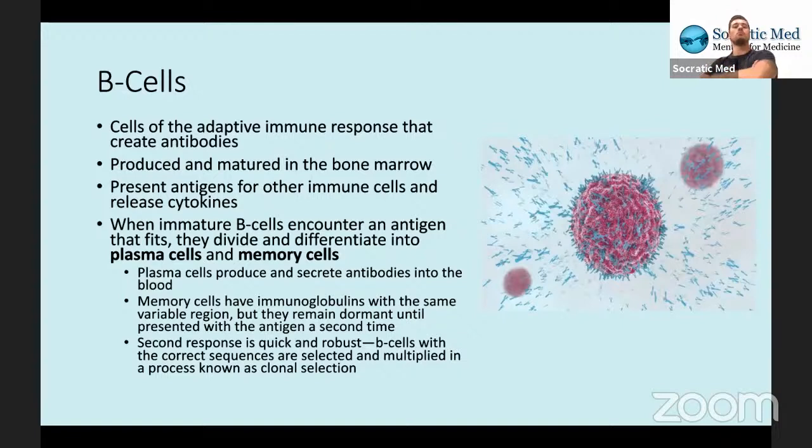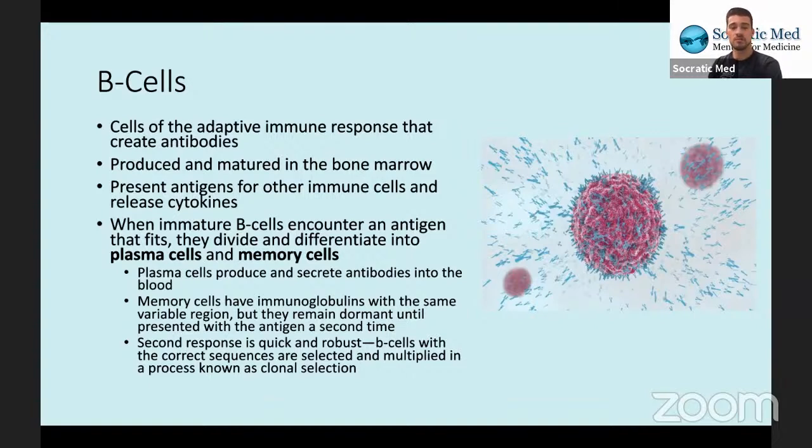Okay, so we're moving on to the adaptive immune system. We have the B cells. These cells we spoke a little bit about before. They create antibodies. That's basically what their job is. They are produced and matured in the bone marrow. So you can remember that we have B cells and T cells. B cells, B is for bone marrow because that's where they mature. T cells mature in the thymus. So B, bone, T, thymus.